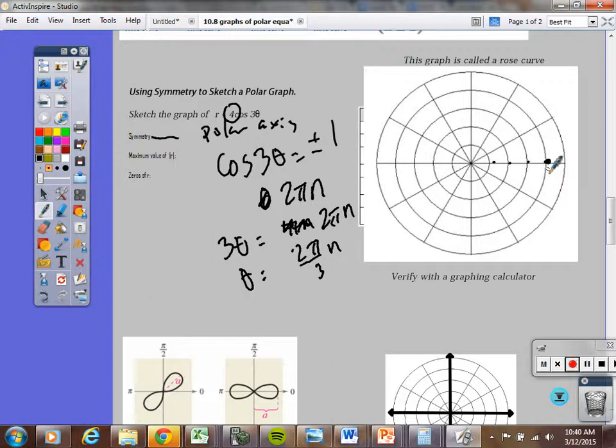Okay? When am I going to get back to the highest value of 4? 2 pi thirds. Give me another 2 pi thirds. Down here, 4 pi thirds. And what happens is, because of the petals, you can just kind of draw your petals at those increments. But once again, I'm not going to actually ask you to do this by hand with the graphing. That's going to be calculator work, okay?